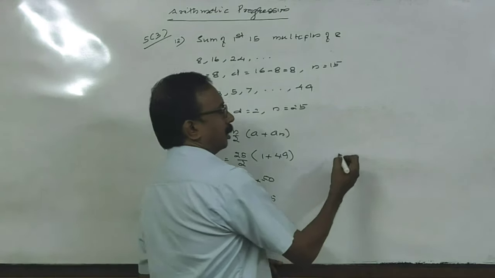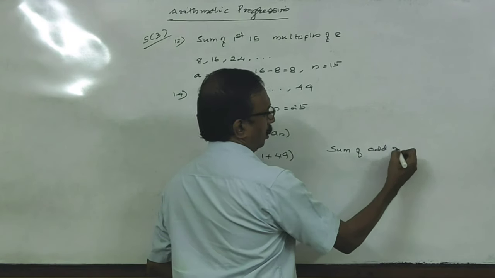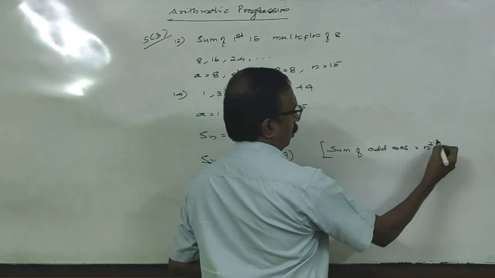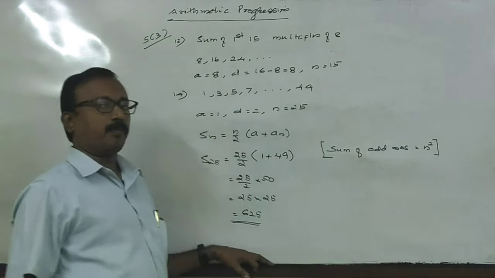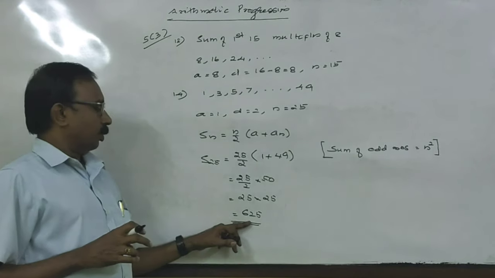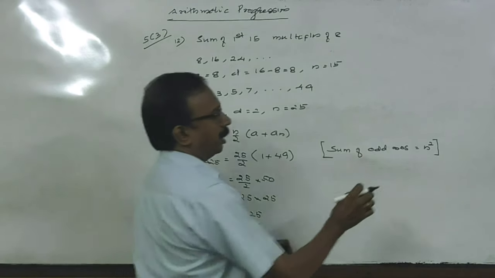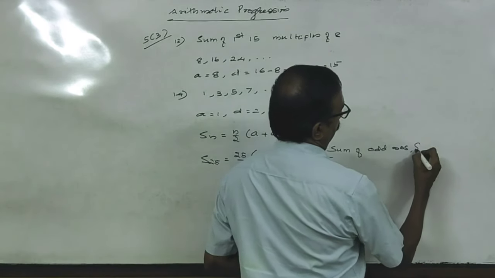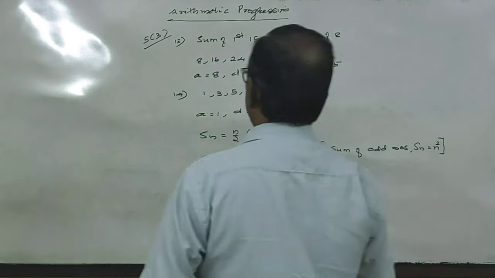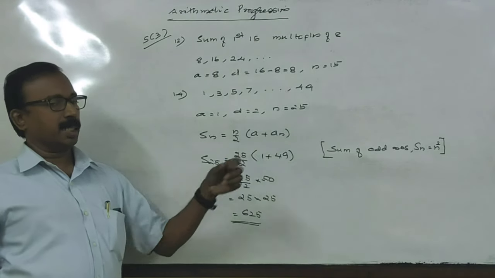Now we have a general formula for the sum of odd numbers. S 25 is equal to 25 squared. Like that, the sum of the first n odd numbers, S n, is equal to n squared.